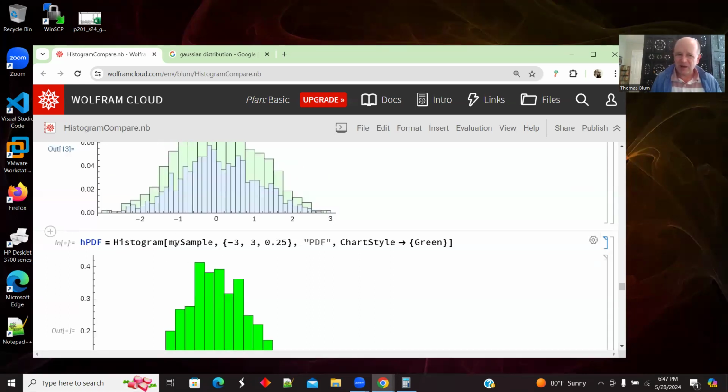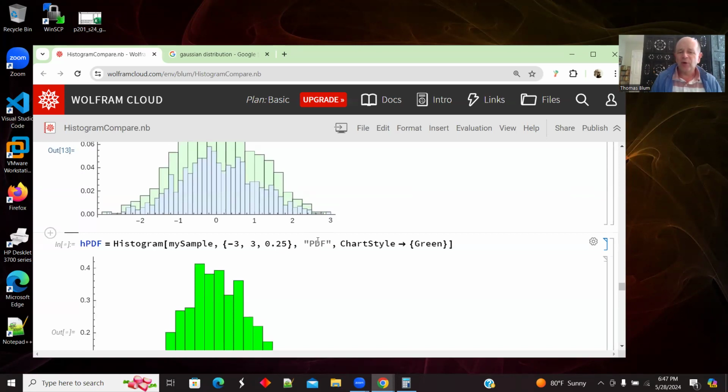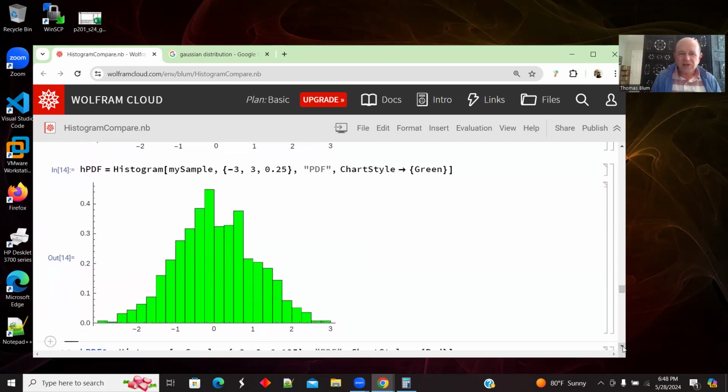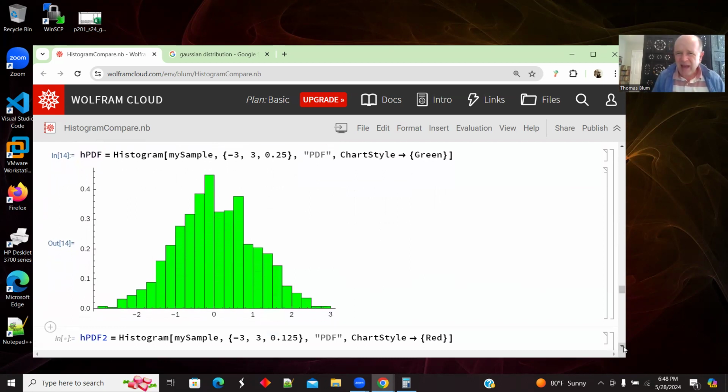So now I'm making a histogram. My sample is 1,000 samples from the standard normal distribution. I'm using this bin spec where I'm going from -3 to 3, back to quarters, but now I'm doing the PDF version. Okay, so I'm going to enter that. So here is my histogram of the PDF version, the probability distribution function version of a histogram. And what this version gives you is some independence from the bin size.